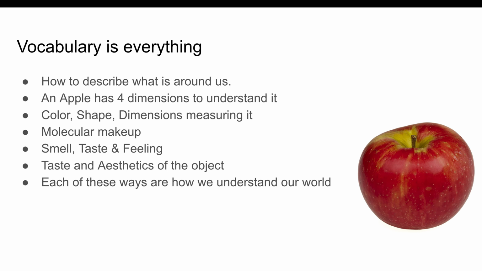And we need a vocabulary to be able to describe the world that's around us. And the more precise language we can use, the better we understand it. And so I'm going to start out here with an apple. Okay, it has, I would say, 4 dimensions to understand it. You can quantify the color, the shape, you can measure it, you can chemically break it down to figure out what it's actually made out of, the actual elements from the periodic table of elements.